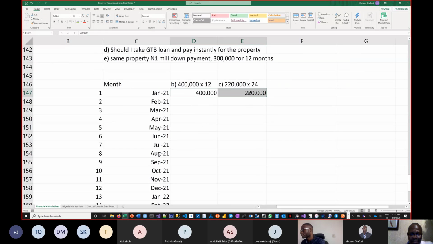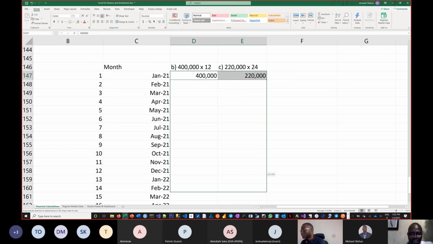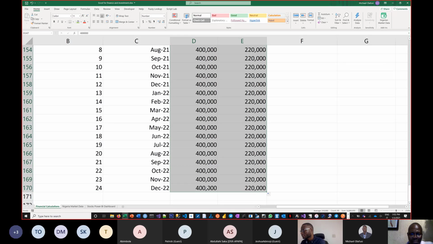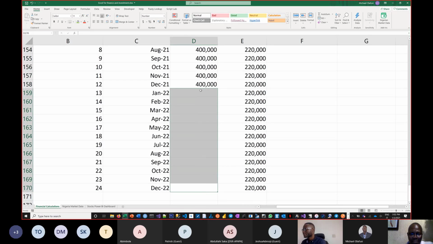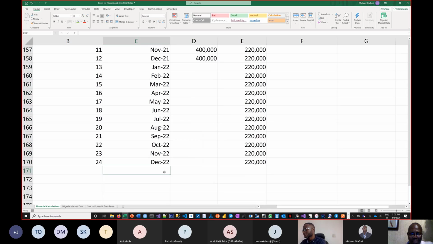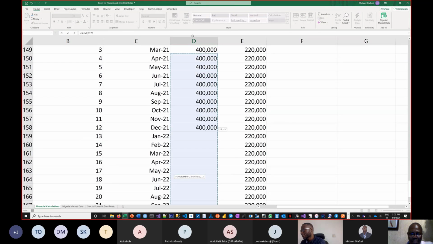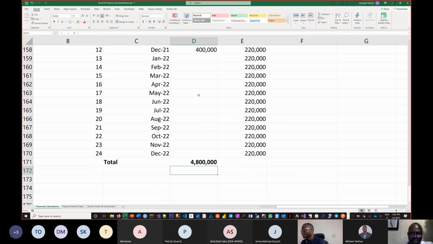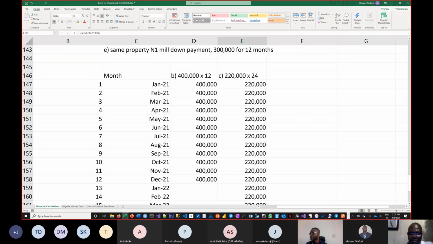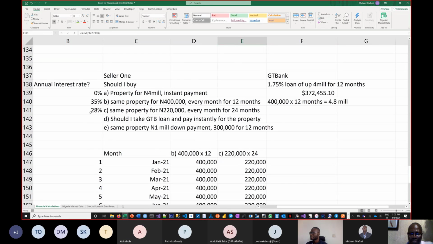Okay. So 24 months, but this one is for 12 months. Now let's see the total I will have paid. So here I will have paid 4.8 million. Here, can you see that I'm paying more here? Yes, I can see. In absolute amount, I'm paying more, but in terms of cost, this is cheaper.